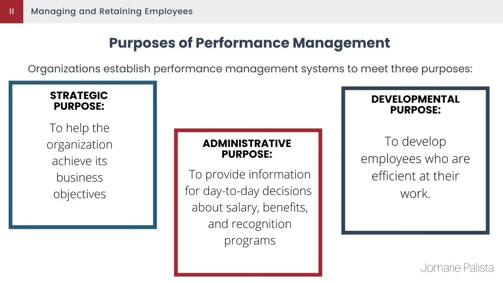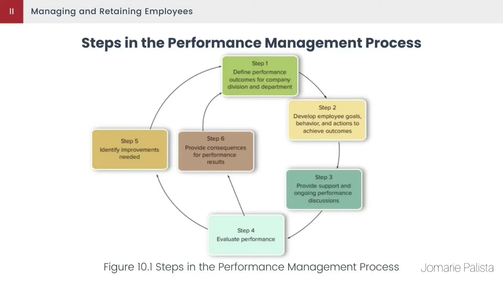Now that we've understood why we establish a performance management system, let us proceed to the steps involved in the performance management process. The first step is defining the performance outcome. Here, we create a performance management plan that clearly identifies the desired outcomes. Take note that these outcomes should support the company's goals.